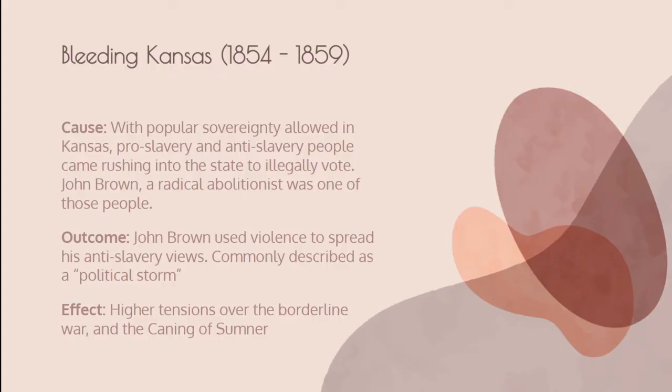There's a lot of burning down houses, all that kind of stuff. It's relatively pretty bad, and it's commonly described as a political storm if you read up on it. And the effect of this is higher tensions over the border war and the caning of Sumner.